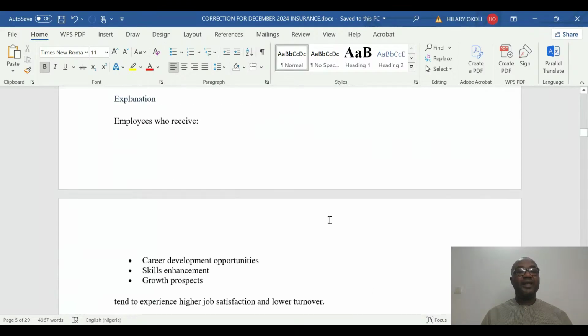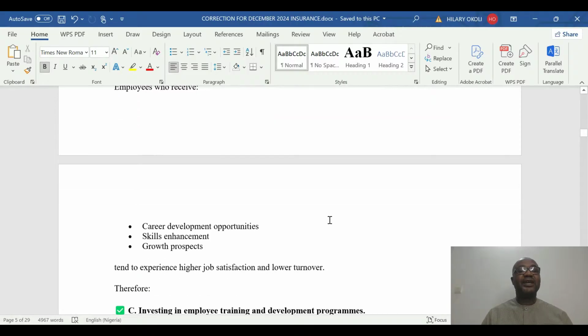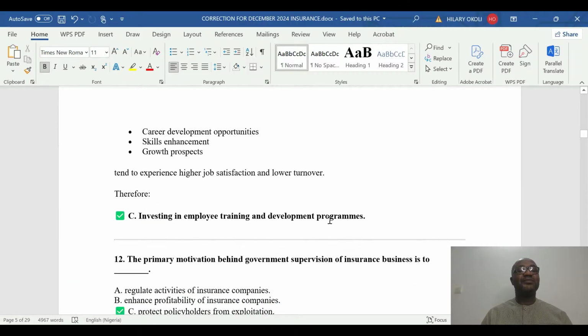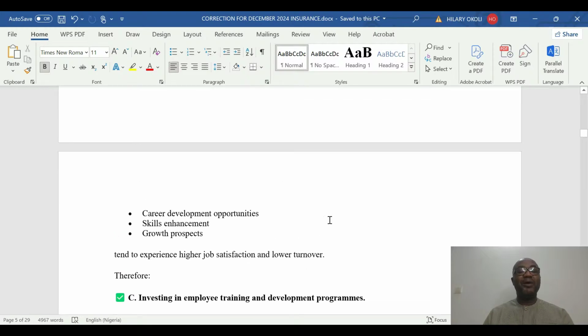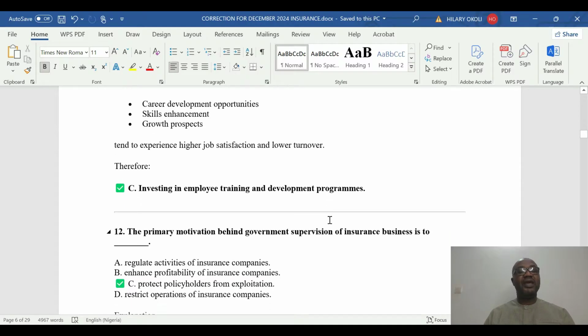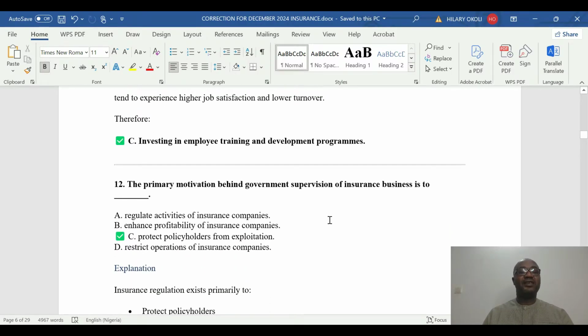To offer further explanation, if an employee receives career development as highlighted in C, and also skill enhancement, and there's a growth prospect there, this tends to bring about higher job satisfaction and even lower turnover, because the employee is empowered and sees a future in that organization. So the answer is C, investing in employee training and development programs.